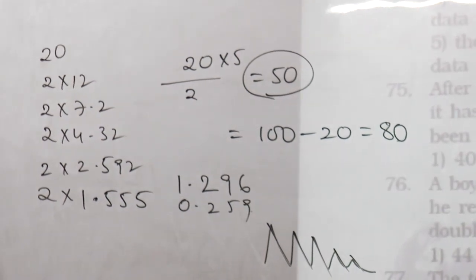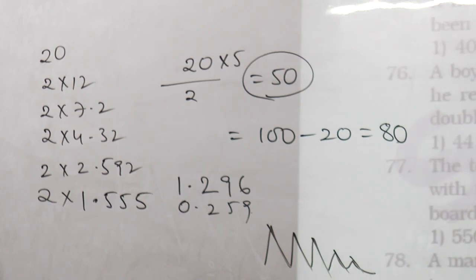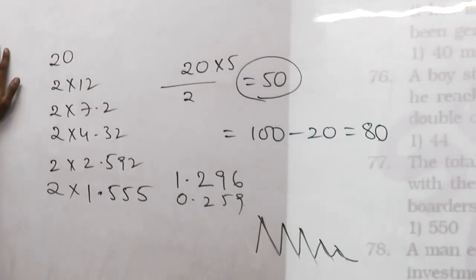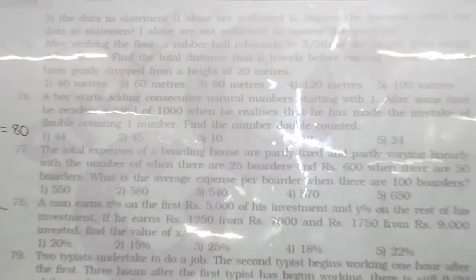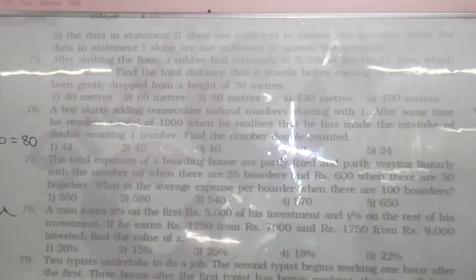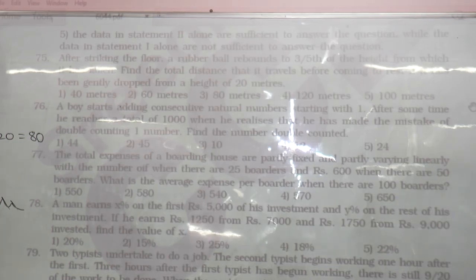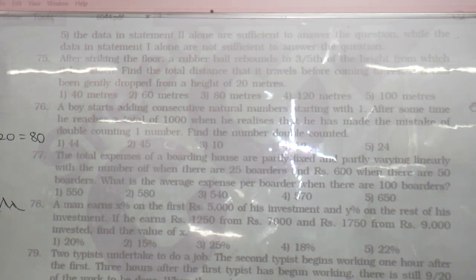Which question? 76. A boy starts adding consecutive natural numbers starting with 1. After some time he reaches a total of 1000, when he realizes that he has made the mistake of double counting one number. Find the number double counted.